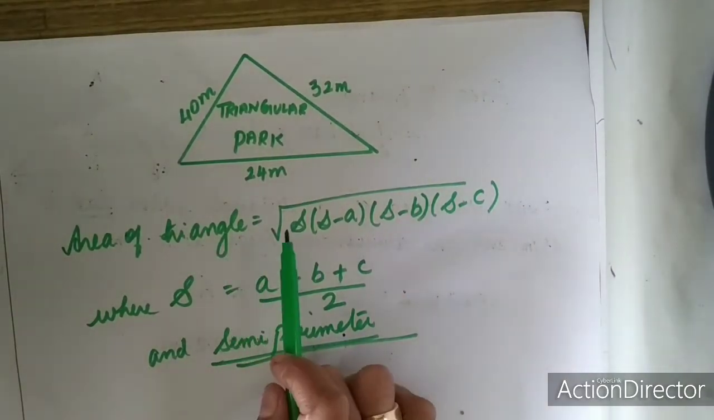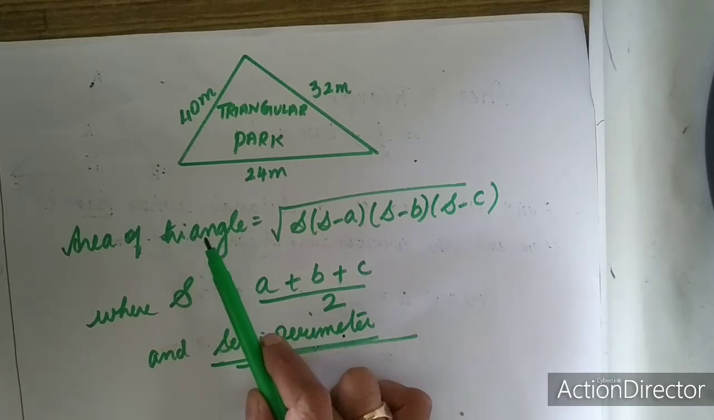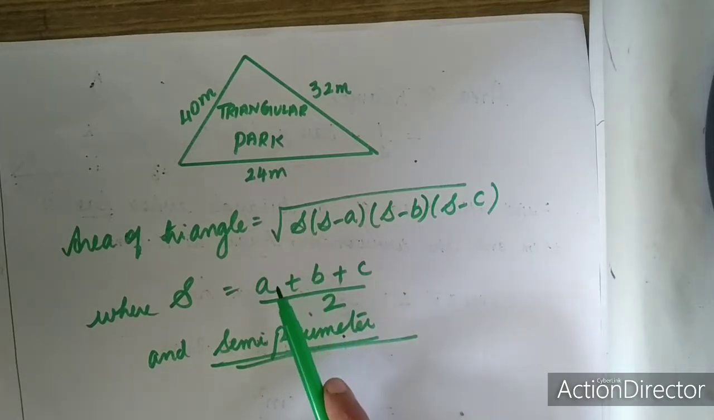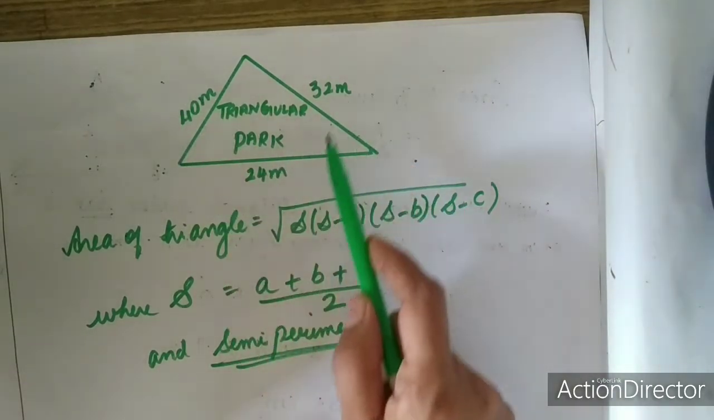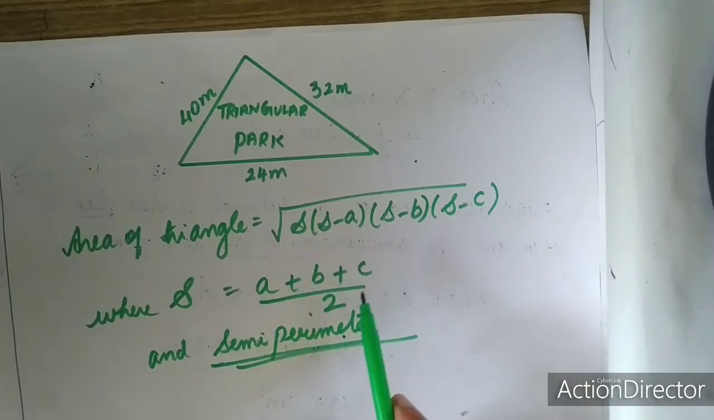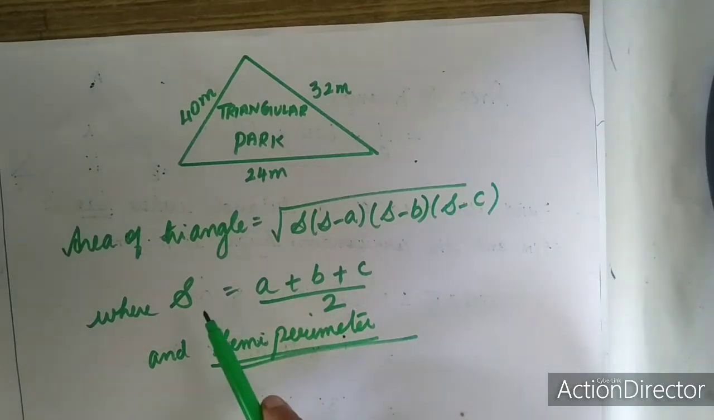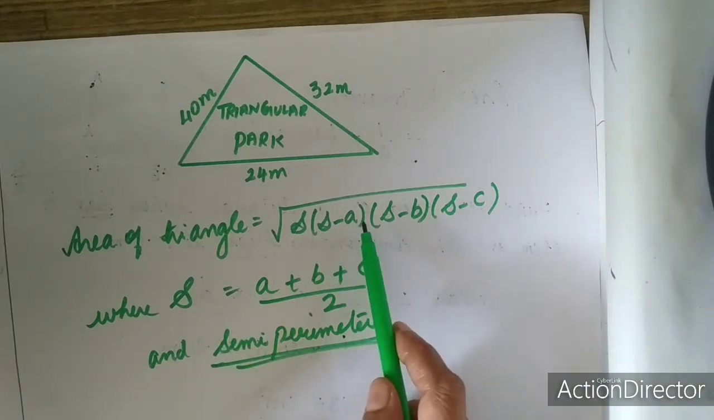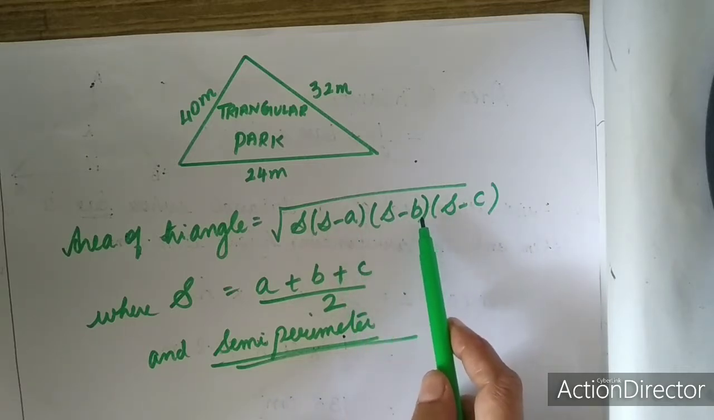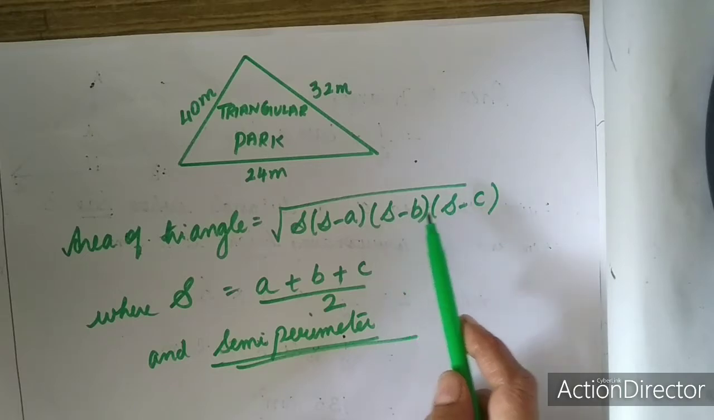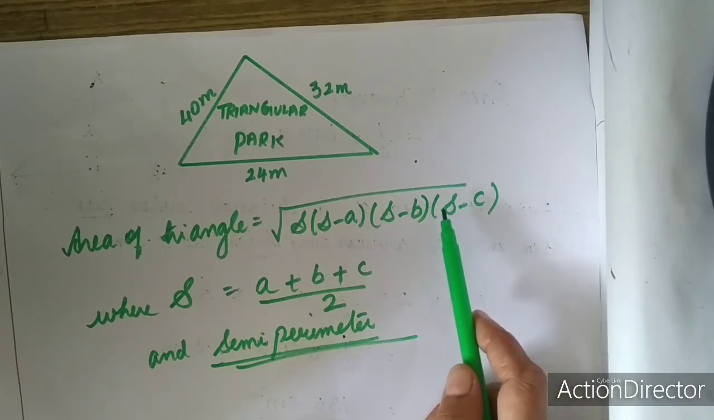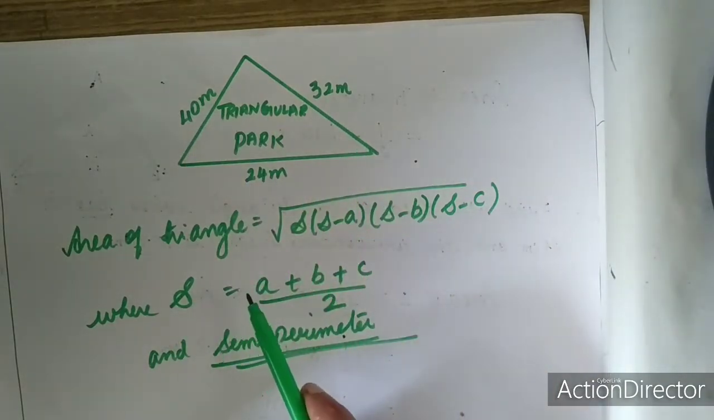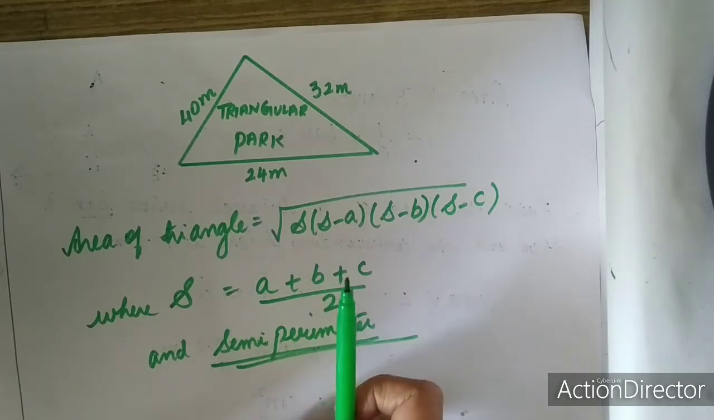Now using this formula, we can easily find the area of a triangle when three sides of the triangle are given. Here s stands for the semi-perimeter, that means perimeter means sum of all sides. Semi-perimeter means adding all three sides and dividing it by 2. It is denoted by the variable s. And s minus a stands for subtracting first side from the semi-perimeter, s minus b subtracting second side from the semi-perimeter, and s minus c subtracting third side from the semi-perimeter. So by using these three sides, we can find the area of the given triangle.